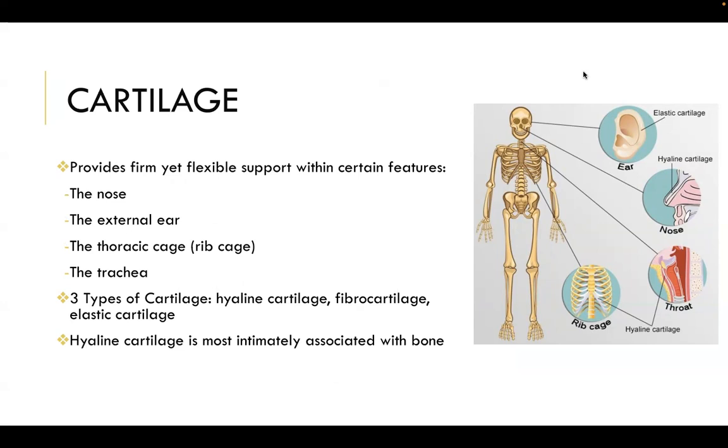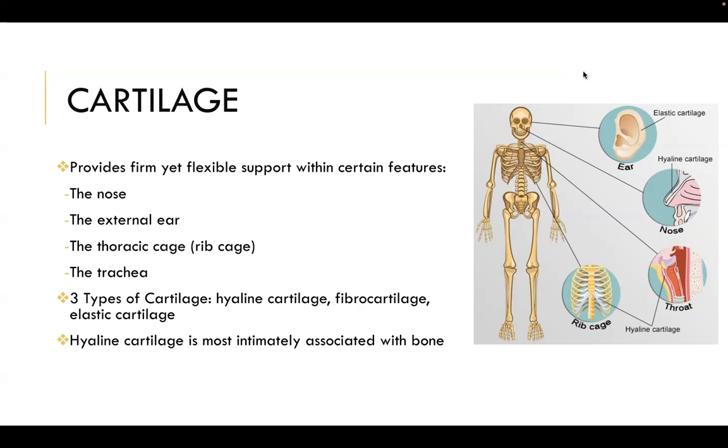Hyaline cartilage is the most common type of cartilage. This is the type found in the ribs, the nose, the larynx, and the trachea. So your voice box and your windpipe. And this type of cartilage is the precursor to bone.